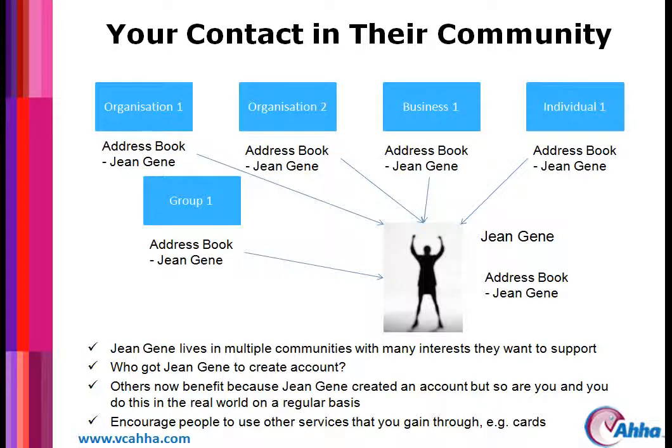Now, just because Organisation 1 believes that Jean is their contact, and Jean is now on the platform and taking advantage of that to support her other interests, does Organisation 1 have any claim to Jean? And this was a point of a robust conversation.